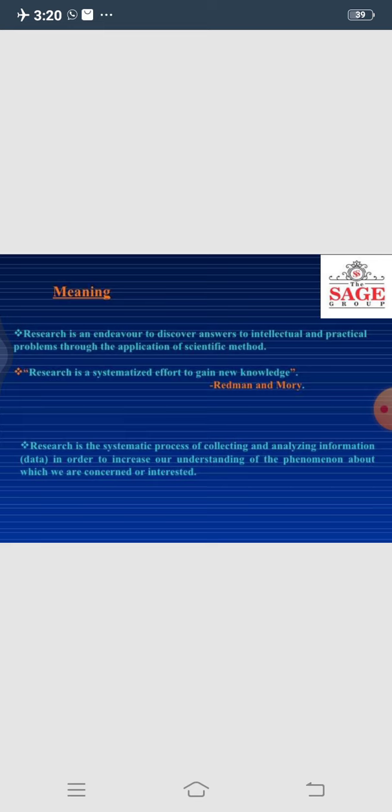Research is a systematized effort to gain new knowledge, according to Redman and Mory. Research is a systematic process of collecting and analyzing information or data in order to increase our understanding of the phenomena about which we are concerned or interested. Obviously, if we are interested in finding out how many students of metro cities opt for humanities as their specialization, we have to actually collect data and we have to come up with a solution.